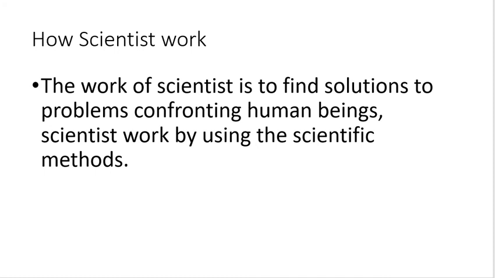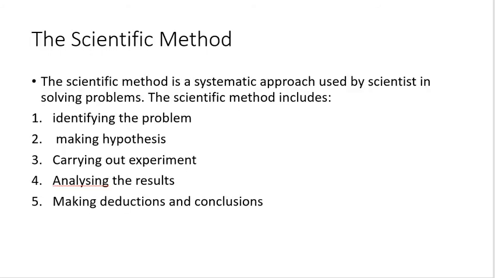The work of a scientist is to find solutions to problems facing human beings. And scientists do this by using the scientific method. What is the scientific method? The scientific method is a systematic approach or steps used by scientists in solving problems. The scientific method, or the systematic approach used by scientists, includes the following.